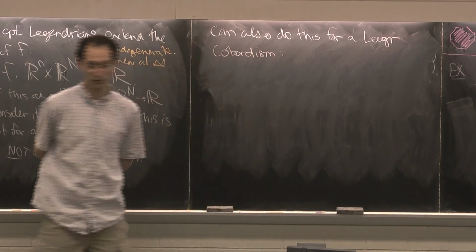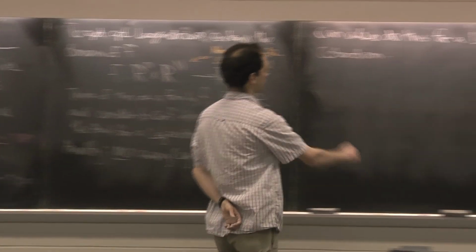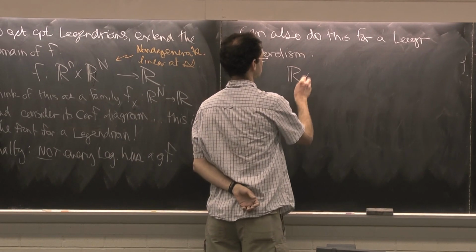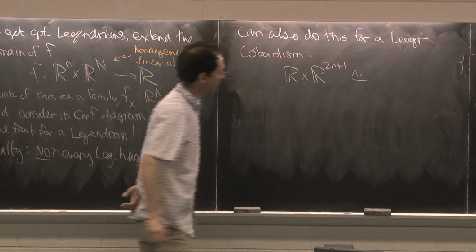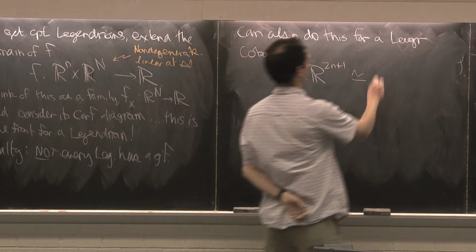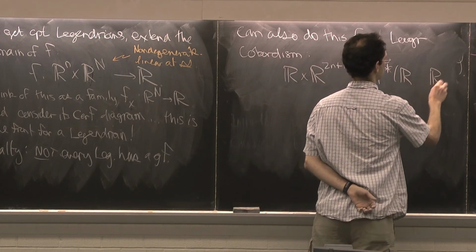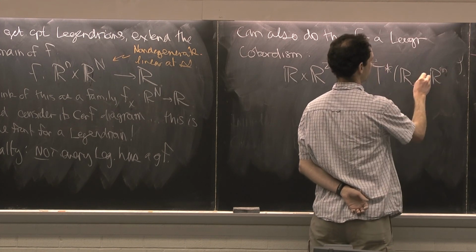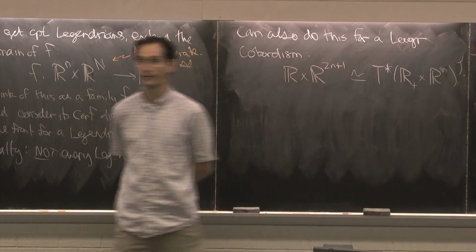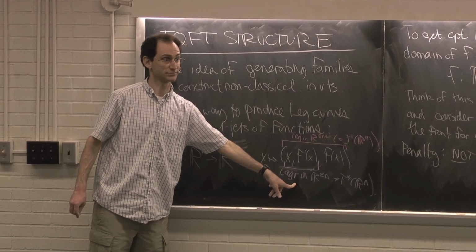So you can also do this for Lagrangian cobordism because of the following cute little miracle: the symplectization is actually symplectomorphic to the cotangent bundle of, say, the positive reals cross R^a. So now, since we're in a cotangent bundle situation, we can once again apply the generating family technology.